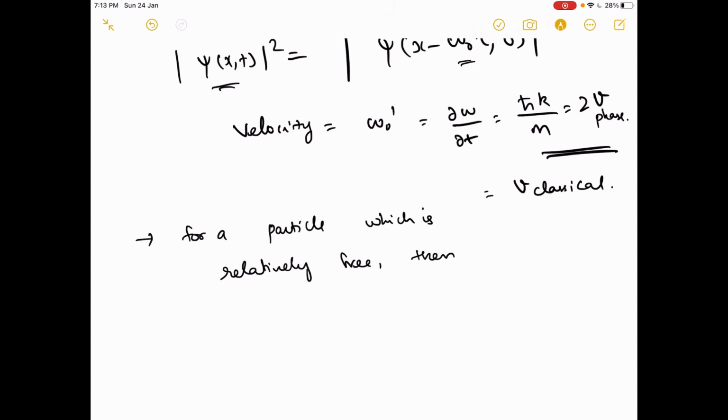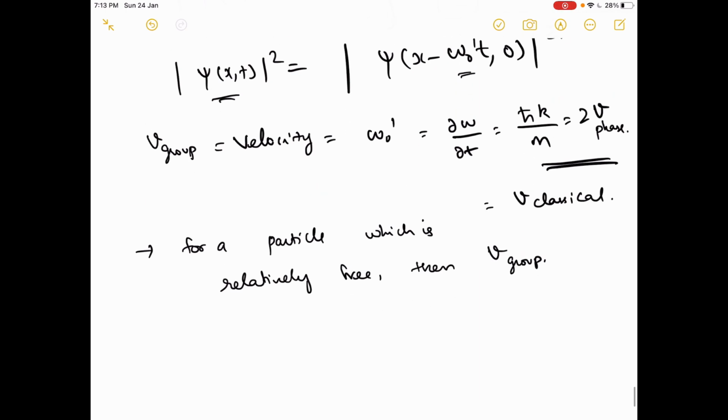then we get the v group. We call this the velocity of a group of waves, which, because we have it as a summation of waves, is called a group. It's called a group velocity, which is twice the velocity of individual phases, which is the velocity of the plane waves that we have, and which is equal to the v classical.